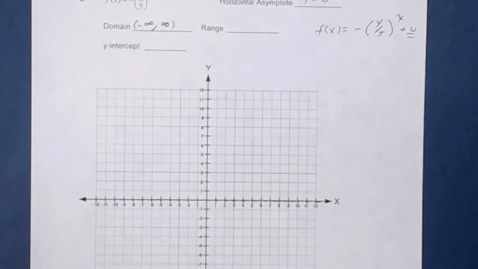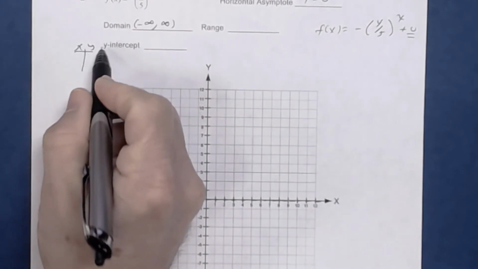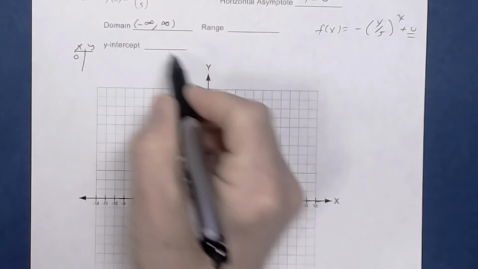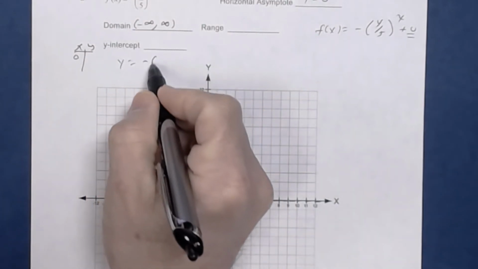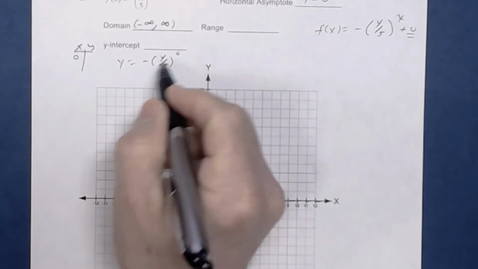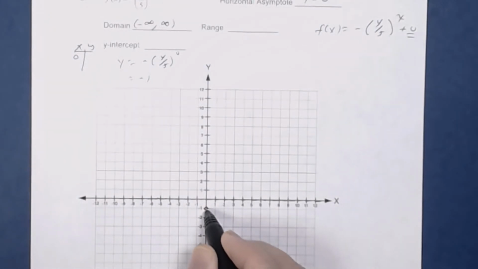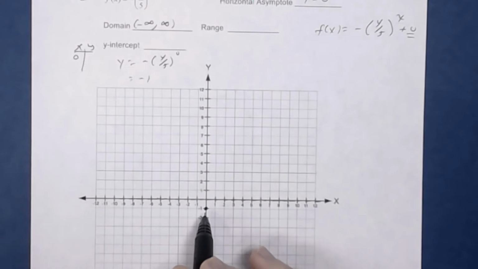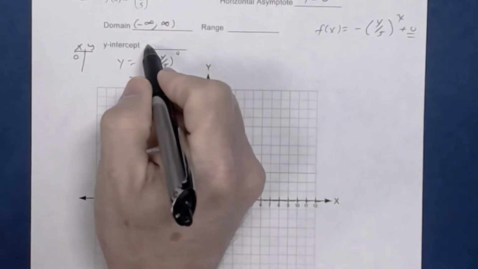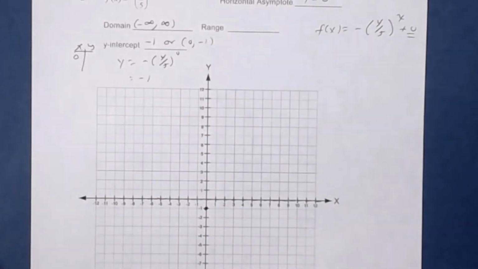All right, now we can find the y-intercept. Remember, to find the y-intercept, you let x be 0. So if x is 0, I get y equals negative 4/5 to the 0, right? Well, 4/5 to 0 is 1, so this becomes negative 1. So my y-intercept is negative 1. Right here, that's where the graph crosses the y-axis. Notice this time the graph is below the horizontal asymptote. My y-intercept is negative 1, or I can write it as (0, negative 1).